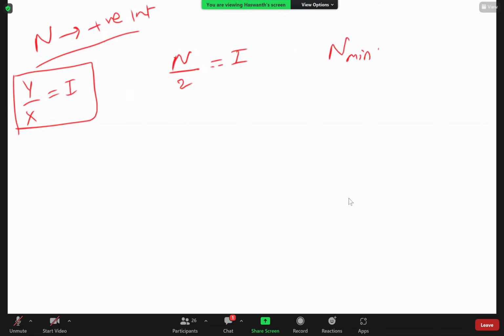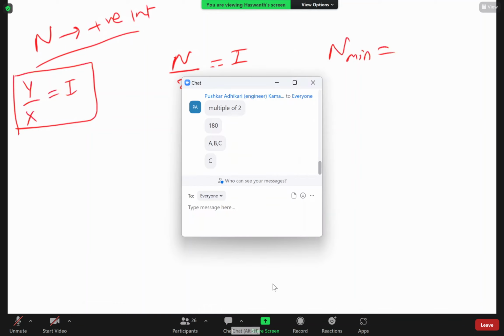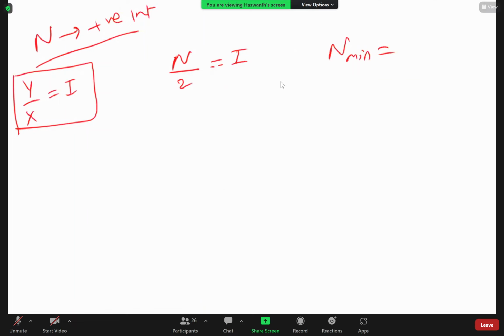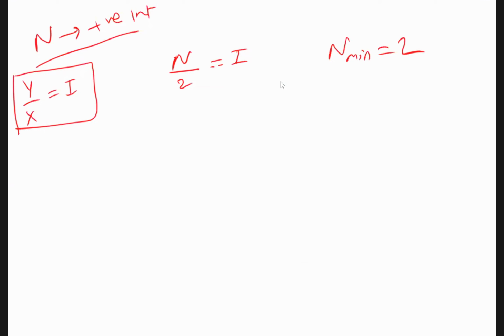Then what is the minimum possible value of n? A simple question. N is divisible by 2. What is the minimum possible value of n? 2. The minimum possible value is 2. Now this is a simple case. The first positive multiple of 2 is 2.